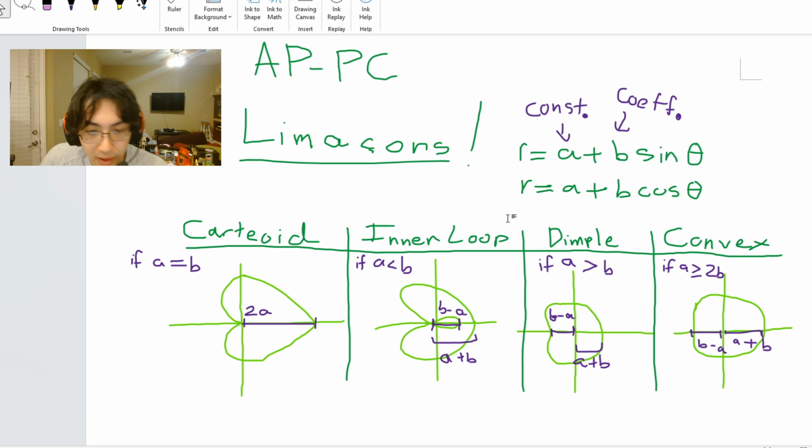And then for the inner loop, here we have a small loop inside. The diameter of the small loop is equal to B minus A, and the diameter of the rest of the inner loop limacon is A plus B, kind of poorly represented here. Sorry about that. Moving on, we have our dimple. If A is greater than B, then it is a dimple graph. B minus A represents our diameter of the dimpled area. A plus B, same thing, diameter of the bigger loop. Same thing for the convex, except the A value has to be greater than or equal to 2 times the value of B. So yeah, this is just an introduction to our graphs here.